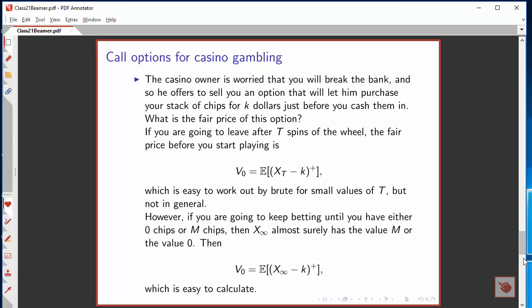martingale convergence trick. If you're not planning to leave at a specific time, but are instead planning to stick around until you either go broke or end up with M chips, then there is a limiting random variable, x sub infinity, whose value is almost surely either M or 0. It's not impossible that you could play in the casino forever without either reaching your goal or going broke, but the probability of that event is 0. So in a casino, we can just compute the expectation of the positive part of x infinity minus the strike price k. That'll give us a fair price for an option.